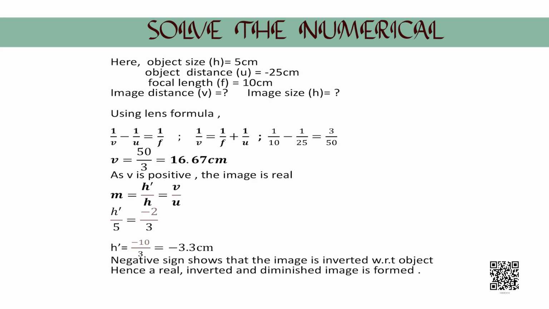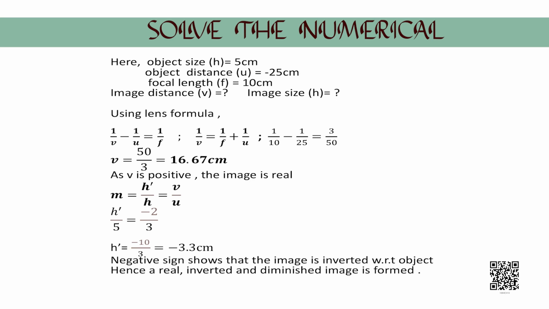In this case, we are required to find the image distance and the image size. Using lens formula, we will have 1 by v minus 1 by u equal to 1 by f. Rearranging the equation in accordance to our needs, we can have 1 by v equal to 1 by f plus 1 by u. Substituting the values of f and u in the equation, we will have 1 by 10 minus 1 by 25 equal to 3 by 50. v, therefore, will be equal to 50 by 3 centimeters.